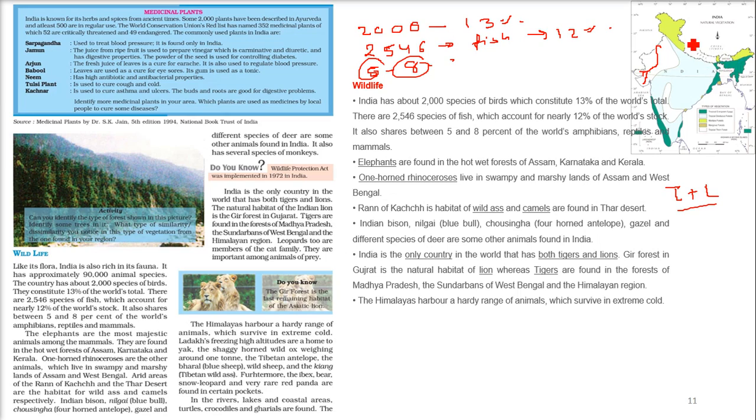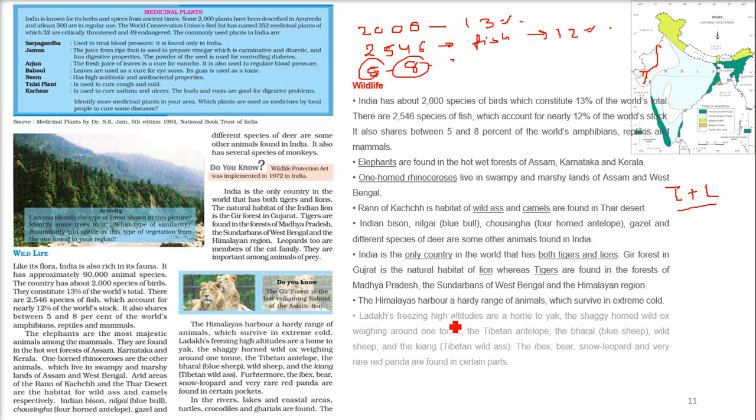The Himalayas harbor a hardy range of animals. In this region survival is quite extreme because of the extreme cold. So Ladakh here, this region with freezing high altitudes, is home to the yak. And yaks are shaggy horned wild oxen, and they may weigh up to 1 ton, that is 1000 kilos. The Tibetan antelope, the bharal, that is blue sheep, wild sheep, and kiang, the Tibetan wild ass, the ibex, bear, snow leopard, and very rarely sometimes we find the red panda also in certain parts.